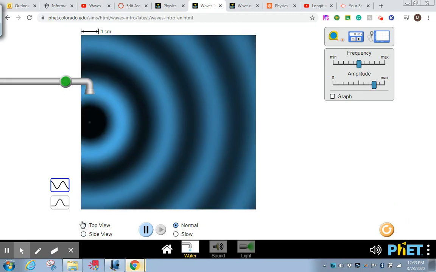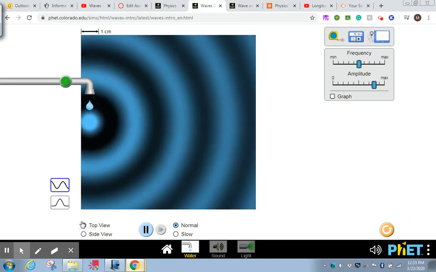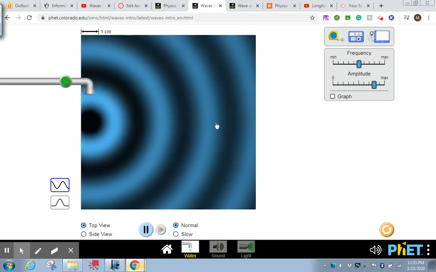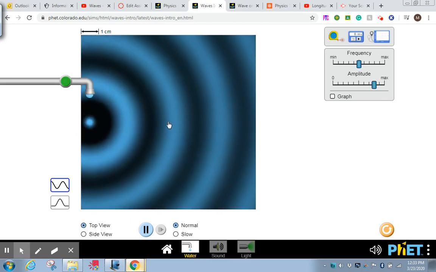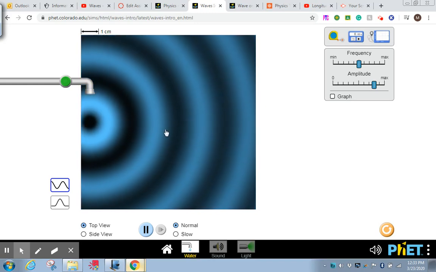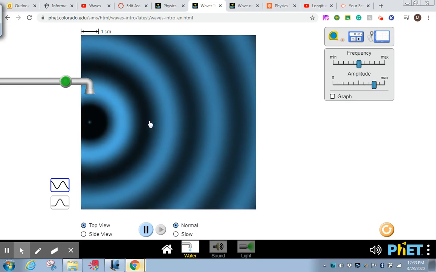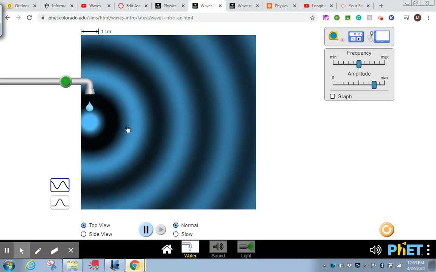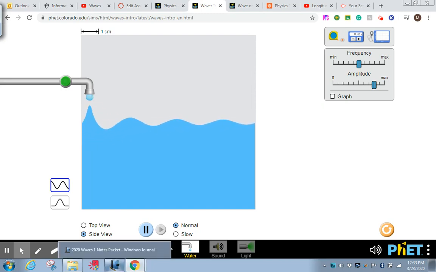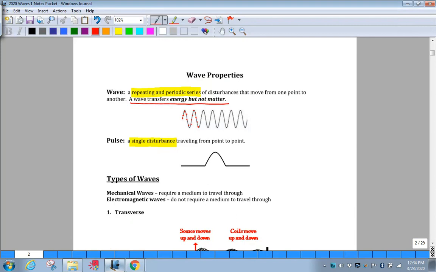If you look at the top view, this is how they're showing it. So these bright spots are the highest points of the wave. They would be called the crest of the wave. And the dark spots down here, those are the low points on the wave. They are called the troughs of the wave. Okay, so I've embedded these into the assignment for today so you could actually play around with them and look at all different types of waves.